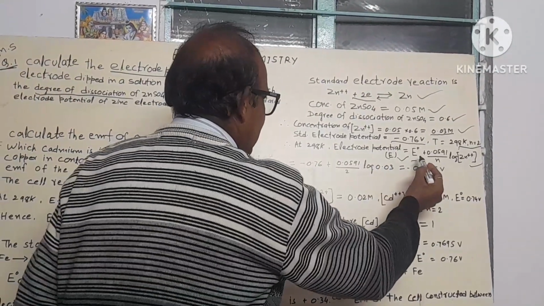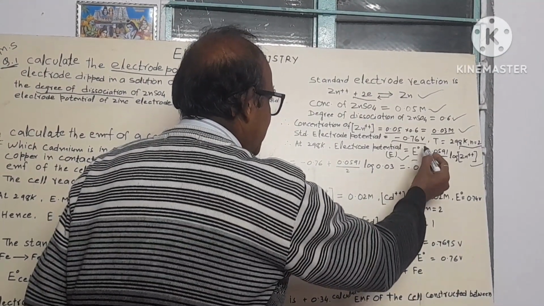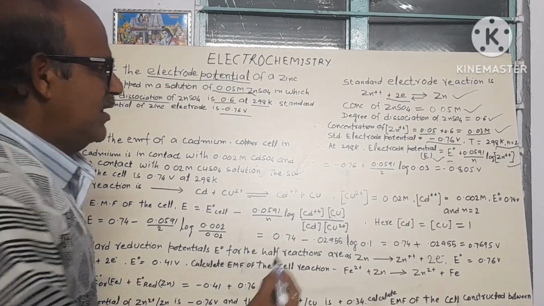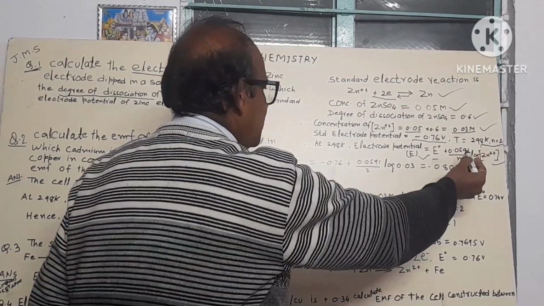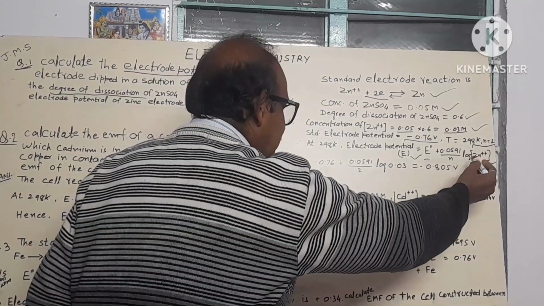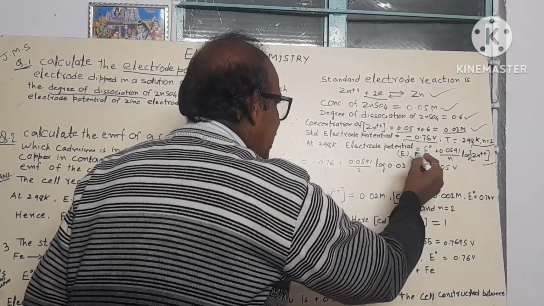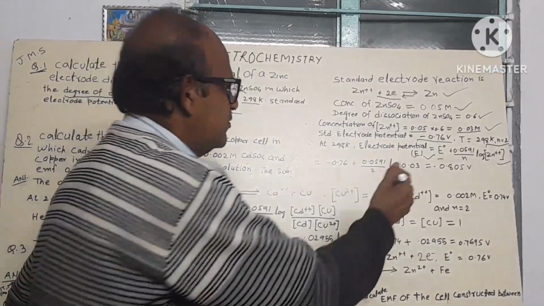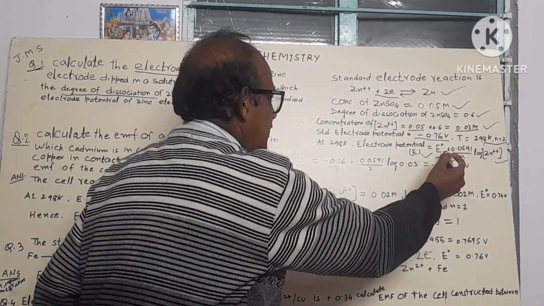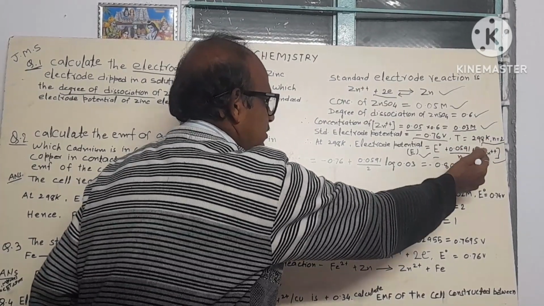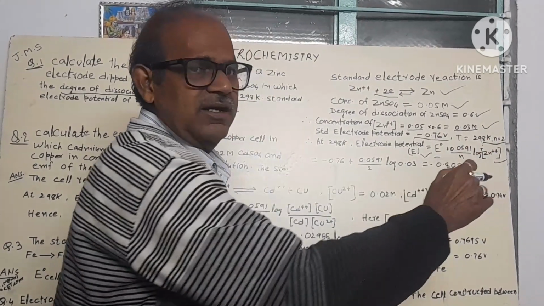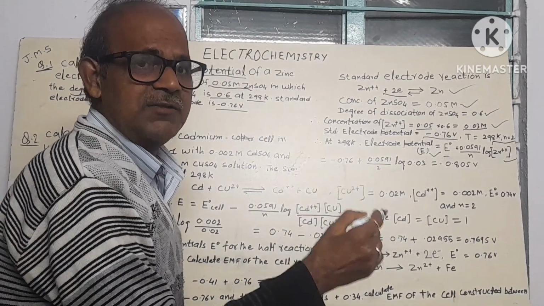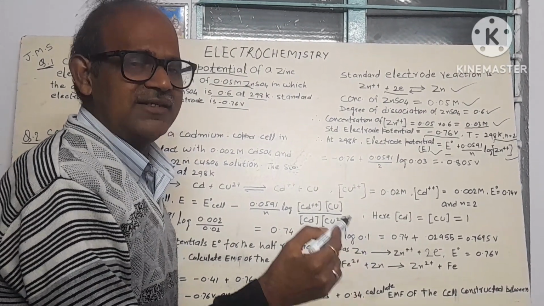Already in the last class I discussed why it is becoming plus. Actually it should be minus, but here, for Zn ion plus Zn, that time it will be minus, but now you have reversed it. That's why minus became plus, because this is reversed. Metal divided by metal ion. Correct?